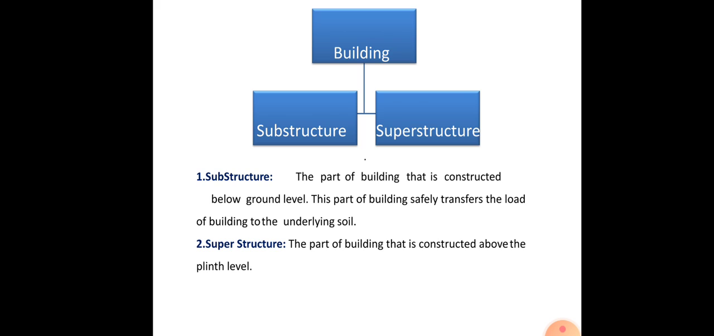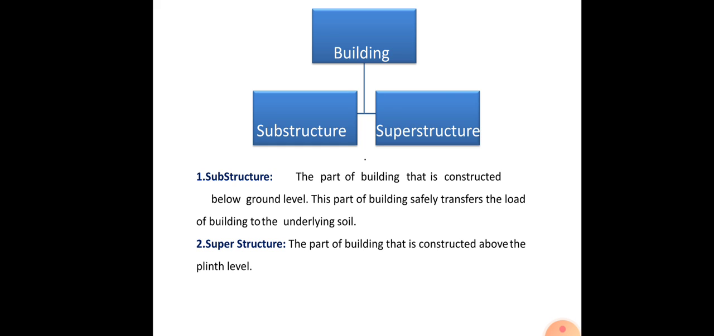So typically any building can be divided, or we can say that it consists of two important components. They are the substructure and the superstructure. So the substructure is also called as the foundation. It is that portion of the building which lies below the ground level. So we know that any building has two components. One portion will be below the ground level, the other portion of the structure which is above the ground level.